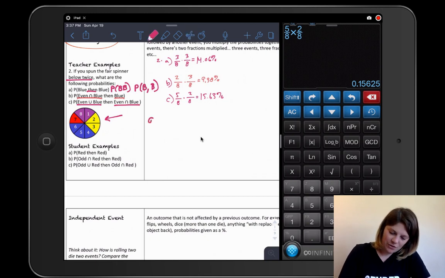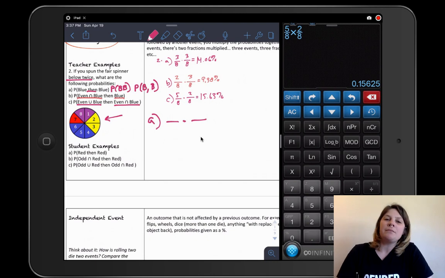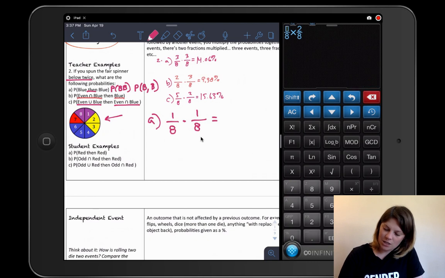So the first student example says red, then red. Well, that's 2 events, right? Red, red. And then it's the same spinner, so it has the same denominator, and there's only 1 red part in the spinner. So it's just 1 out of 8 times 1 out of 8. I'm just going to go back into my fraction that I have set up, and if I can get it to work, there we go. Change it to 1 out of 8, 1 out of 8.